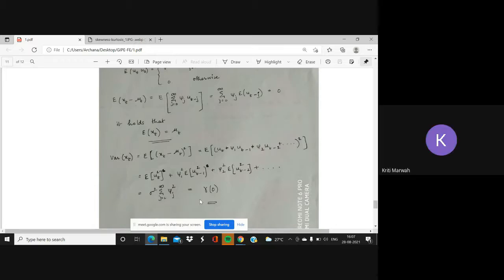Ma'am, psi is the weight attached to the error term, right? Yes. Ma'am, so it will be constant for all the terms.